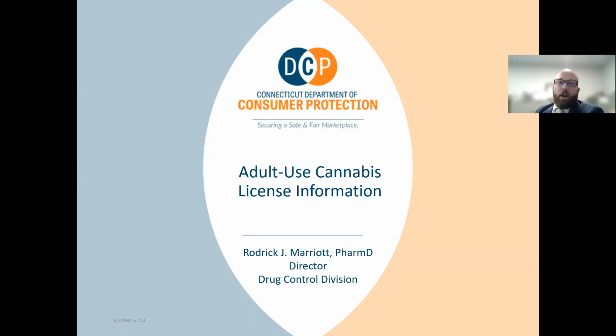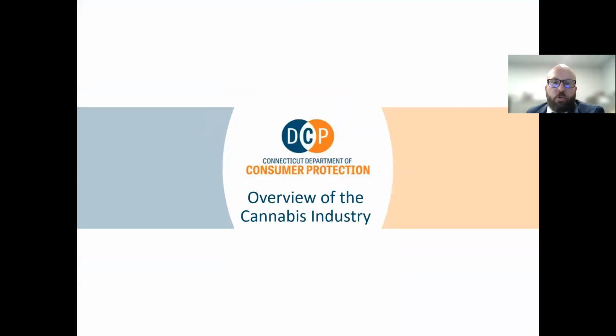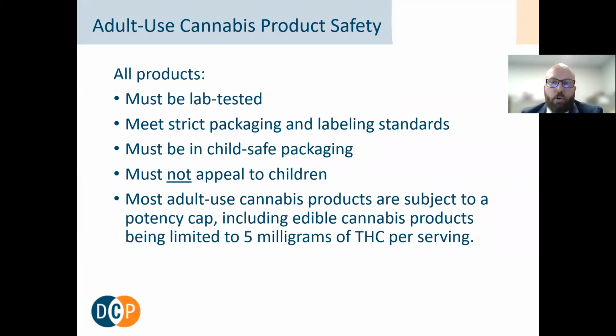Okay, great. All right, so today I'm going to go over adult use cannabis licensing information in a general overview. So we'll start with a general overview of the industry and some of the restrictions on information and product. It's important to understand that a large component of this statute and public act and associated policies and procedures are around cannabis product safety. The products must be lab tested. They must meet strict packaging and labeling standards. They must be in child safe packaging. They must not appeal to children. And adult use products are going to have a potency cap, including edible cannabis products limited to a serving size of 5 milligrams of THC per serving.